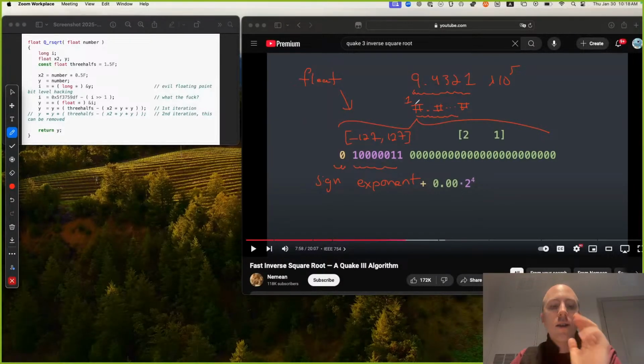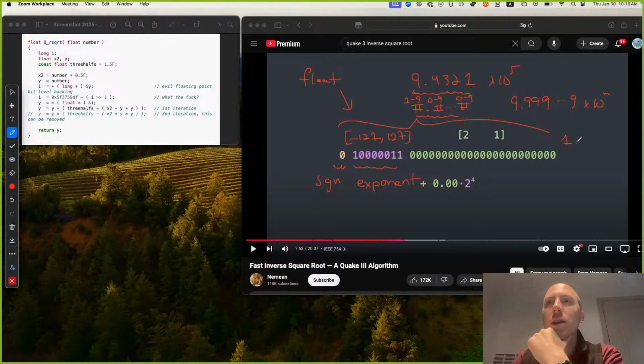If you think about all possible combinations of these numbers, the first digit can be a 1 up to a 9, the next can be a 0 up to a 9, and the next can be a 0 up to a 9. So the highest possible number would be 9.99999 times 10 to some power, and the lowest possible number would be 1.0000, like 1.0.